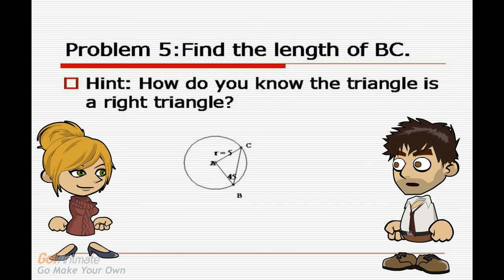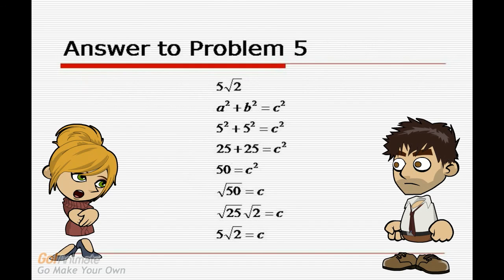This problem is easy if you know that ABC is a right triangle. But how do we know that? We know it's a right triangle because the two radii are both 5 and since one base angle equals 45, the other must be 45 too because it's an isosceles triangle.